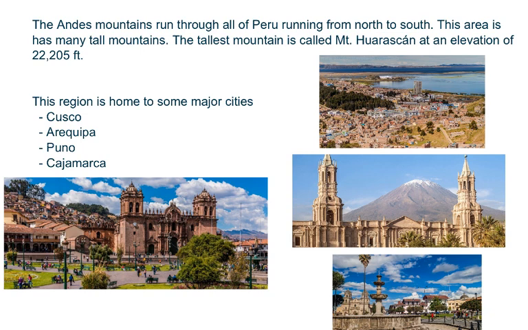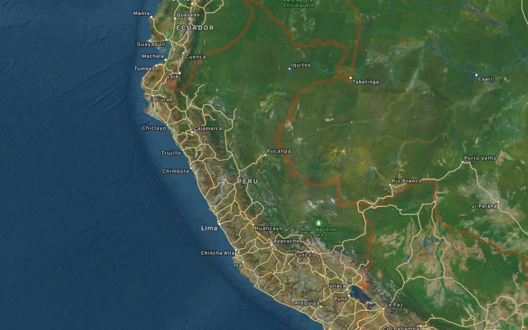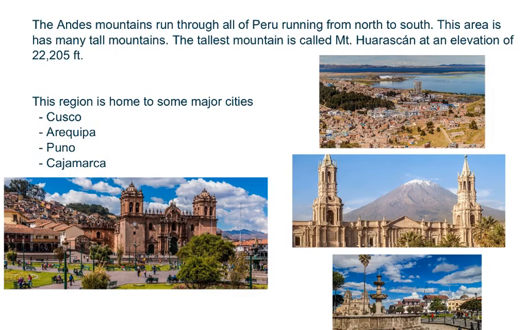The next region we're going to talk about is the mountain region. And the mountain region, I kind of get ahead of myself, is this area right here, which is a huge chunk of Peru. And it's that middle section, that middle area. Now, the Andes run through all of Peru, running from north to south. And this area has many tall mountains.